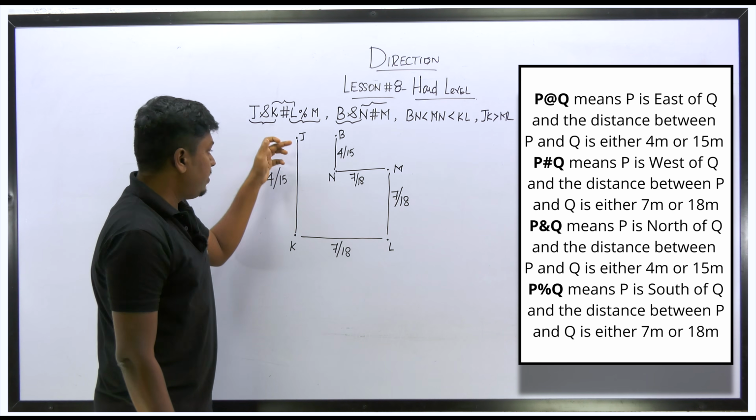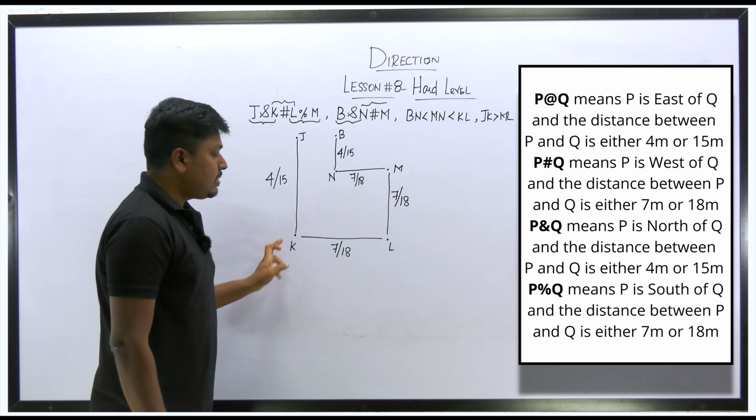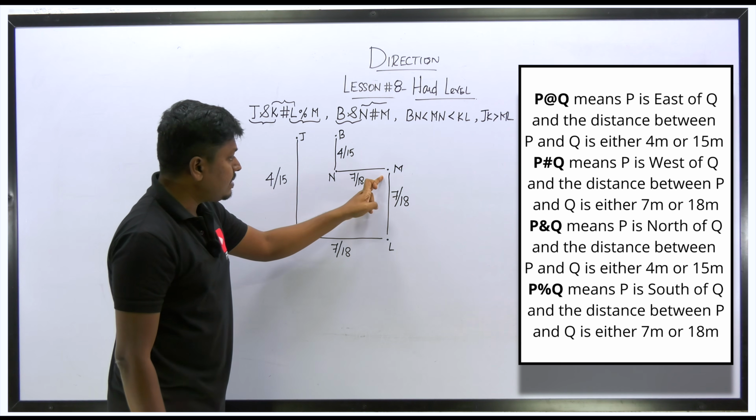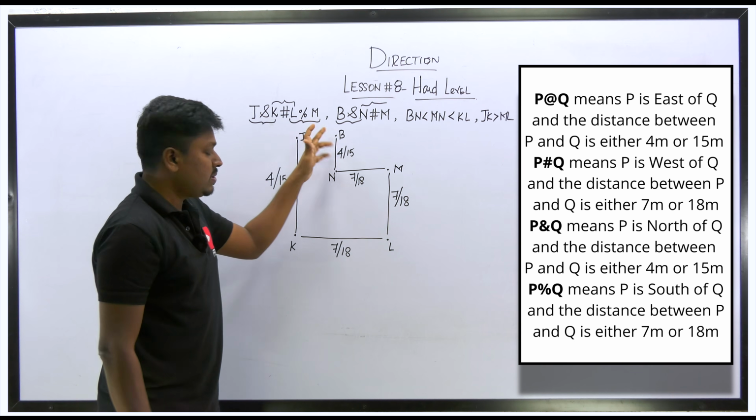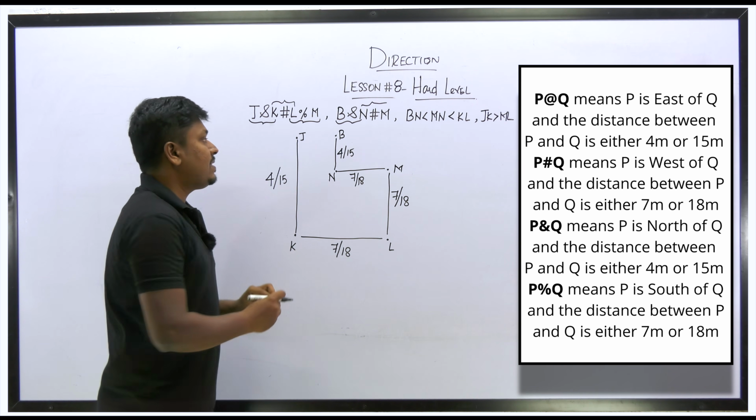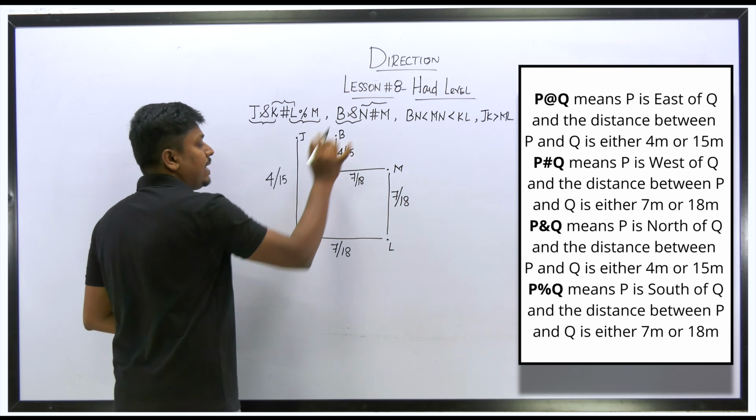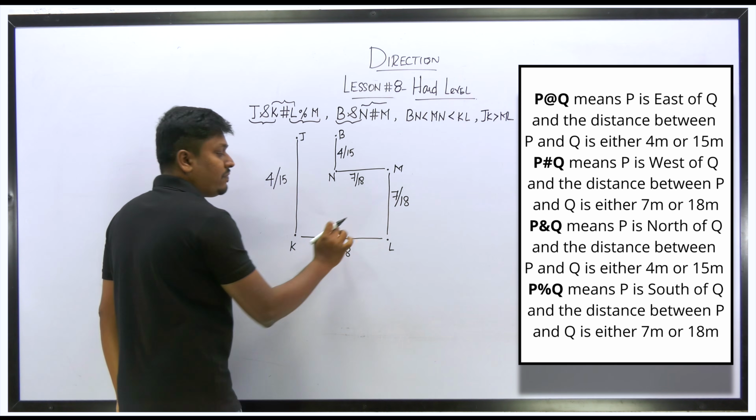Right? So we can see where K north is J. L west is K. Similarly, L north is M. M west is N. N north is B. So we have drawn the diagram, but the distance is not exactly fixed. Based upon the first two statements, we have drawn the diagram. Based upon the next two statements, we have to fix the values.